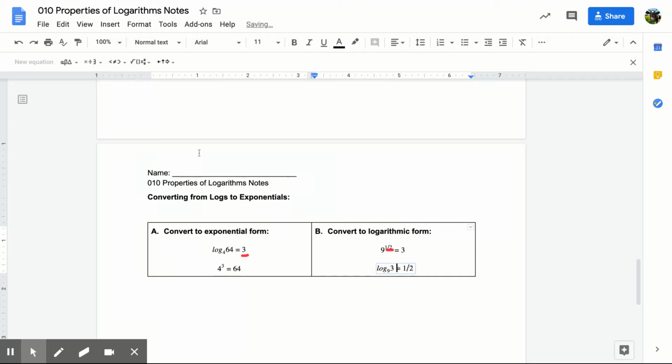So notice how this compares to example A. We have two numbers that are written together, and then we have a number by itself, and that number by itself always represents our exponent. And guys, that's all there is to it.